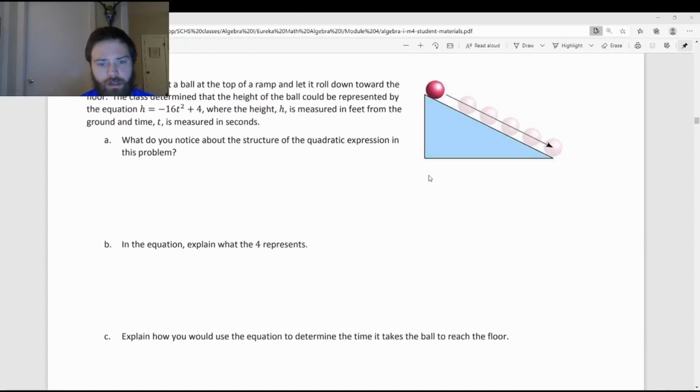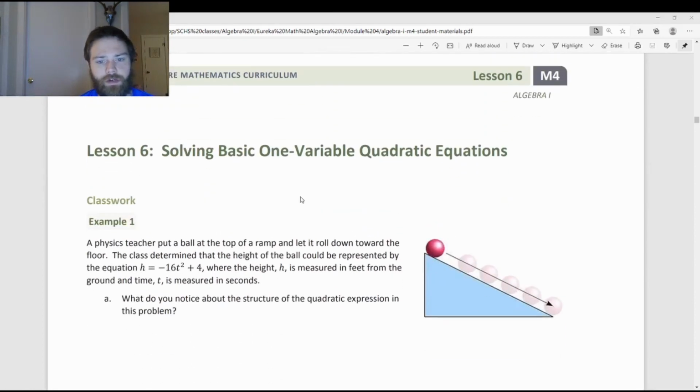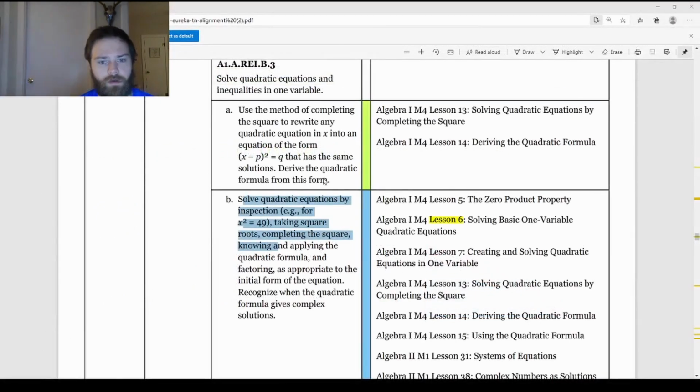Okay, let's try this. The lesson we're going to be talking about today is called Solving Basic One Variable Quadratic Equations. Let's talk about our goal. One of the standards is this one here, and it is to solve quadratic equations by inspection. It's A1.A.REI.B.3, part B. So specifically taking square roots, that kind of thing.